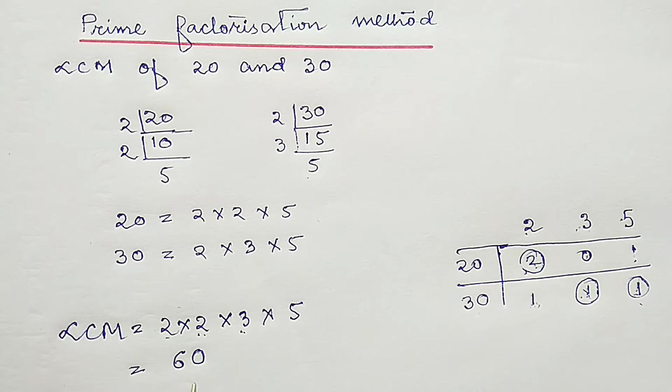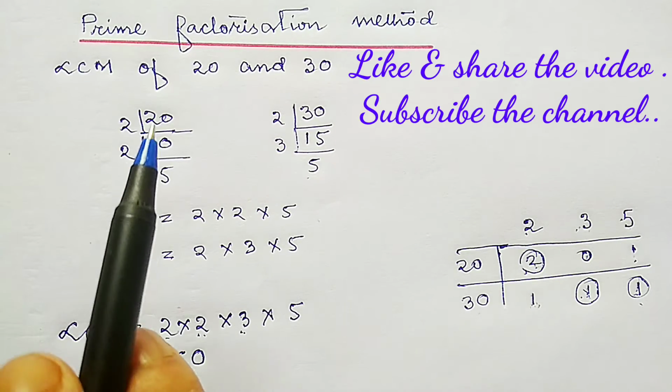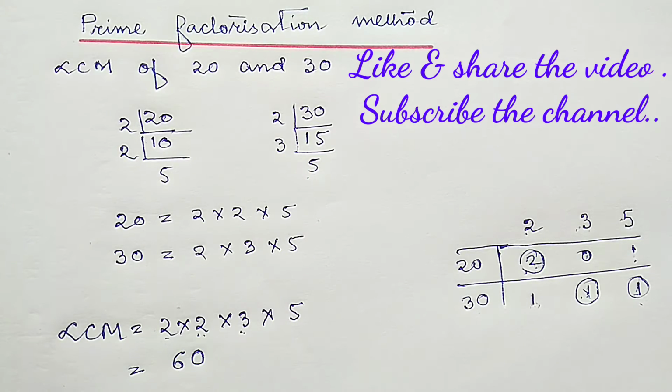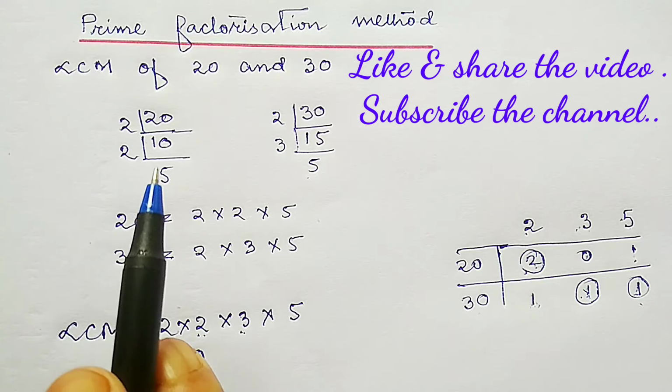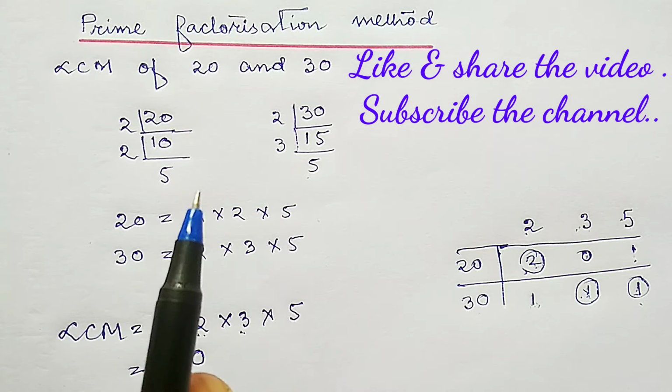That means 60 is the lowest number. 60 is the smallest number which can be divided by both 20 and 30. There is no number below 60 which can be divided by both 20 and 30. I hope this one is clear. Let me give you another example.